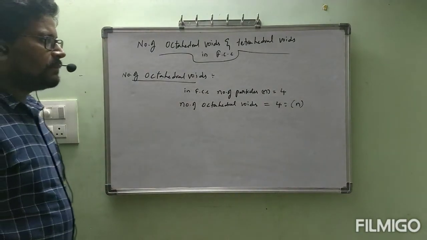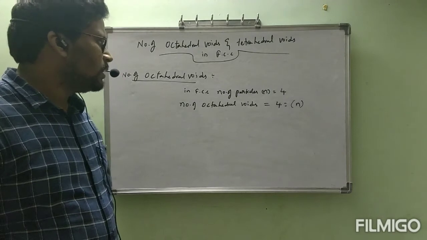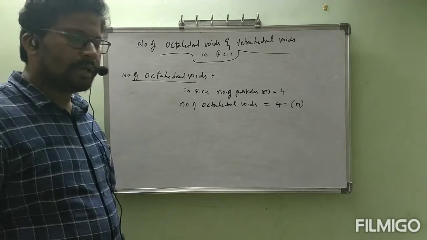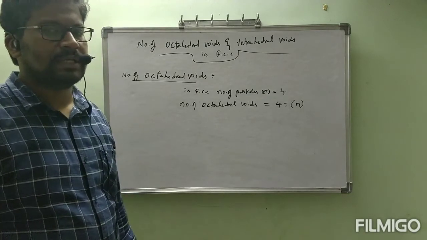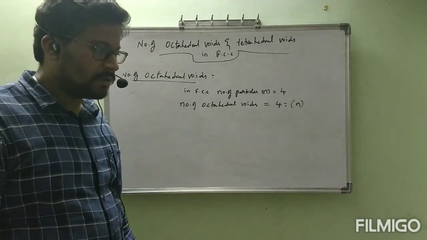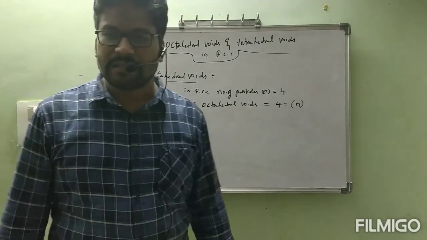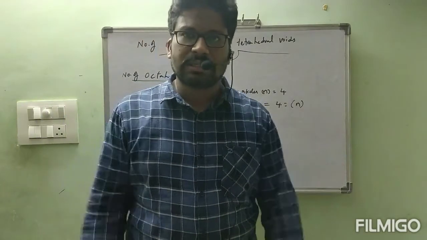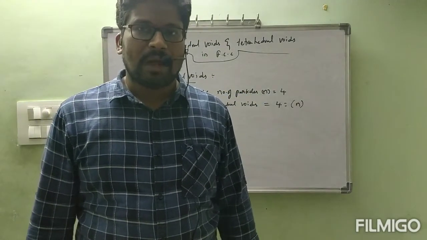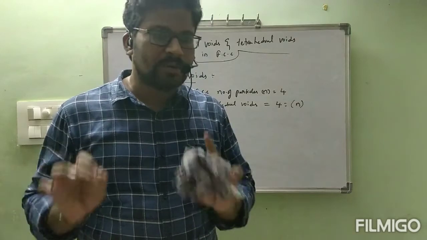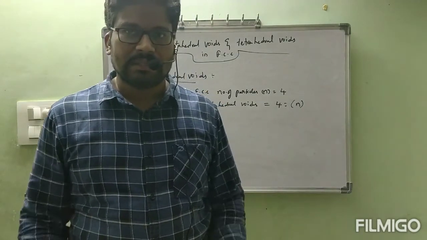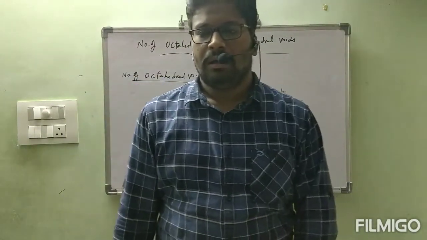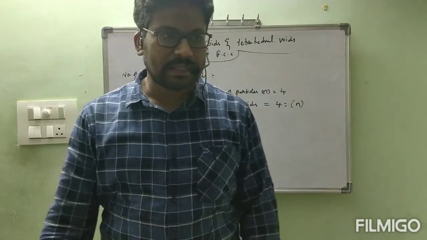In FCC, number of particles n is equal to 4. Number of octahedral voids equal to 4. How are we going to calculate that number of octahedral voids is equal to 4? That calculation requires a lot of imagination. Okay, I am going to take one cube box. First it is better to take the cube box only.